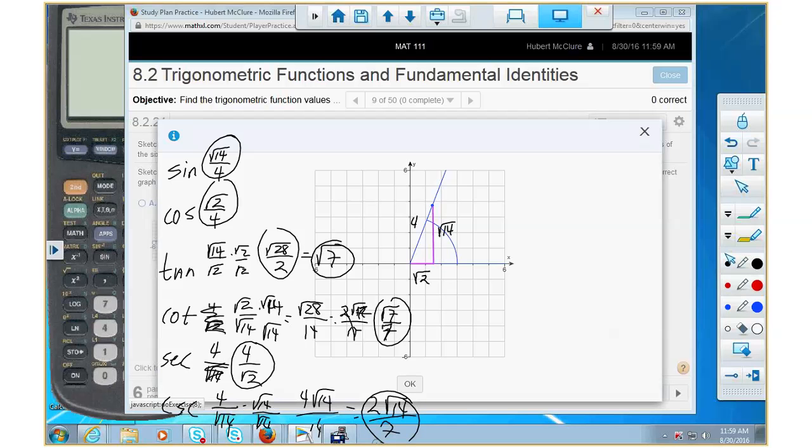And the inverse sine of square root of 14 over 4. Somebody give me the degrees, minutes, and seconds. I'm sorry. 69 degrees, 17 minutes, 33 seconds.